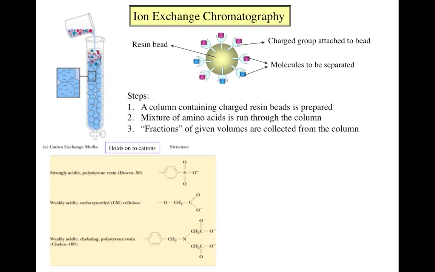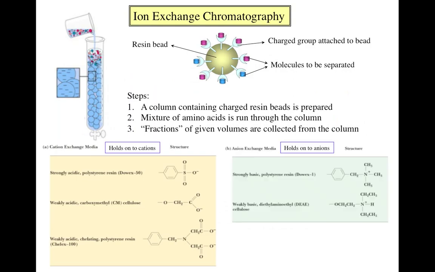A cation exchange column holds on to cations, allowing anions to pass through more quickly. Some examples of cation exchange resins appear here, and their structures are shown. Notice that they are negatively charged to attract the positively charged cations. An anion exchange column holds on to anions, allowing cations to pass through more quickly. Some examples of anion exchange resins appear here. Notice that they are positively charged to attract the negatively charged anions.